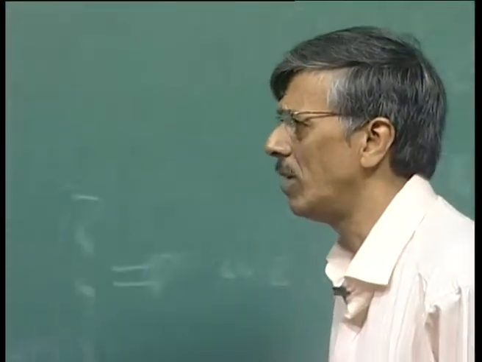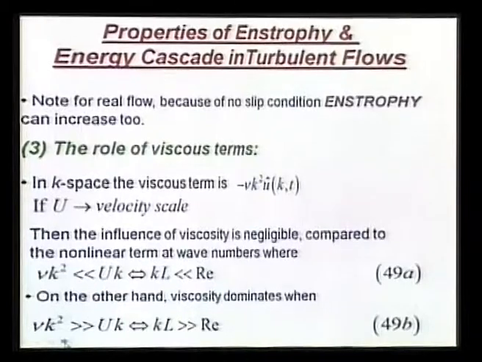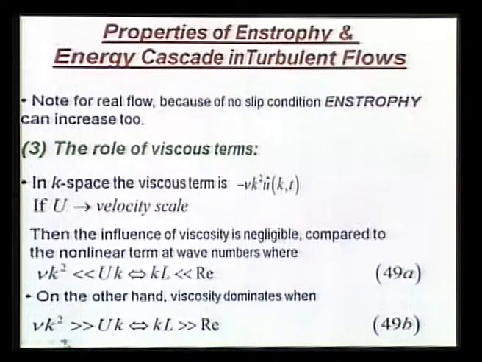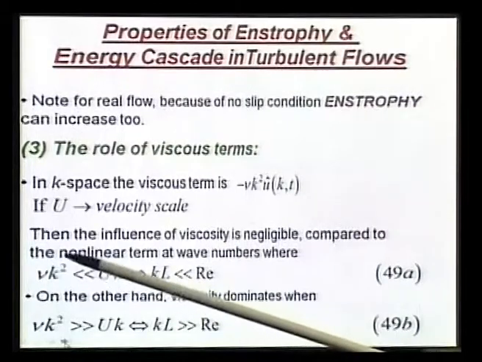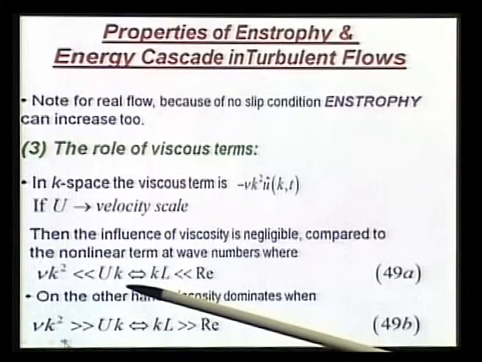Well, we have all of course noted that if we are looking at real flow, entropy increases. Okay. Now, if I look at the role of viscous terms in k space, the viscous term is like this, right? This is the second derivative of u. So, that will be minus nu k square u of k. If I am talking about u as a velocity scale, then I can say the viscous effects are negligible compared to the nonlinear term. So, this is your viscous term, nu k square, and this is your convection term like del u del x term. So, del u del x will be nothing but i k times u.